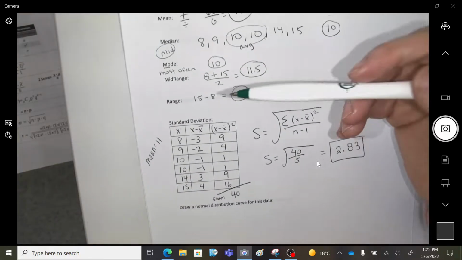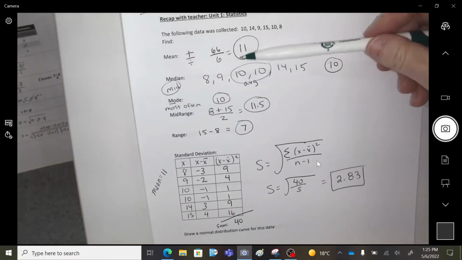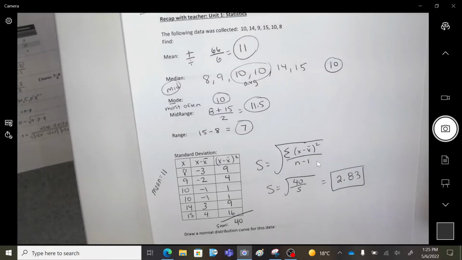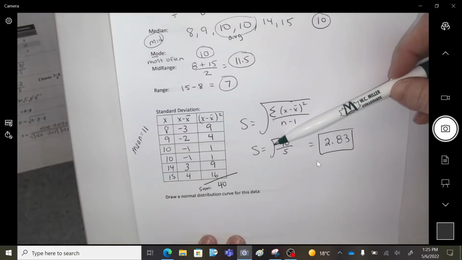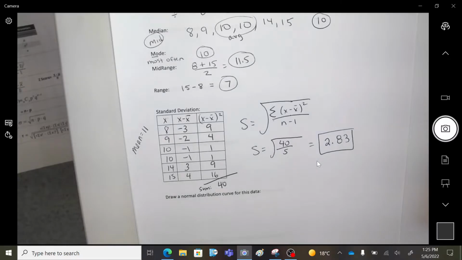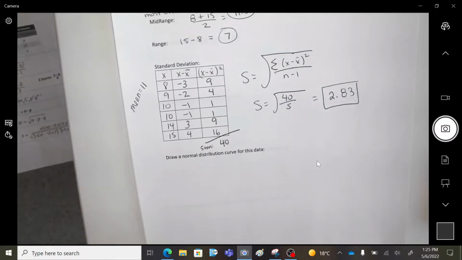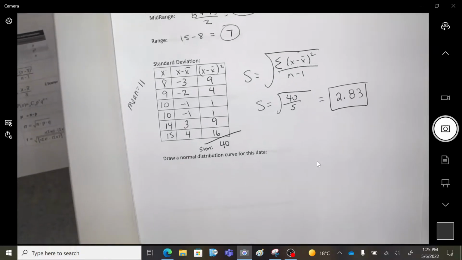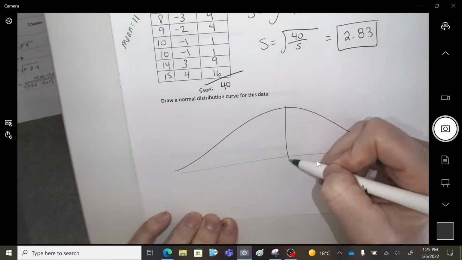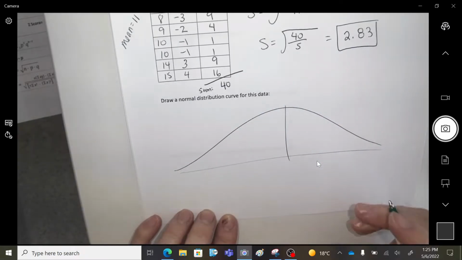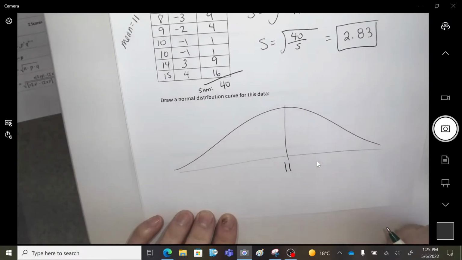Okay, so the first 4 questions I asked you talked about the centralized data. Like, what's the data doing in the middle of the data? And the range and standard deviation describe how spread out the data is. Okay, can you draw a normal distribution curve? So what goes in the middle? 11?